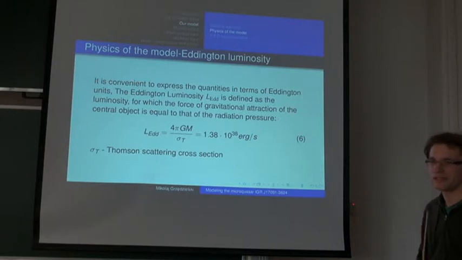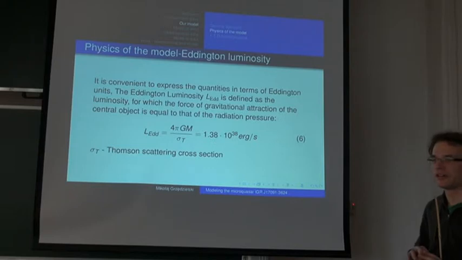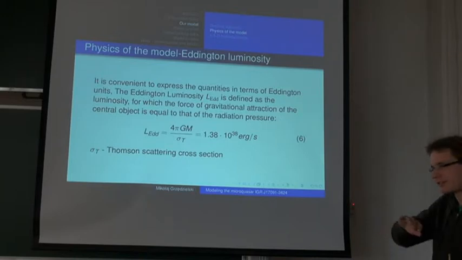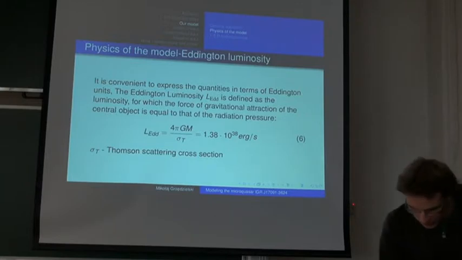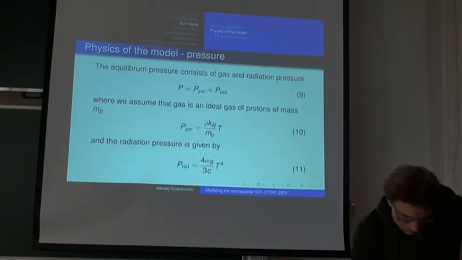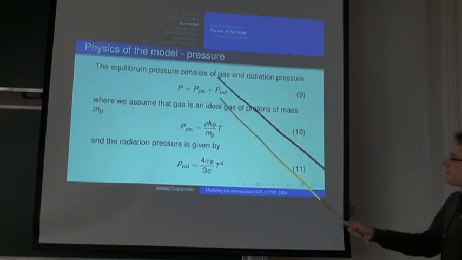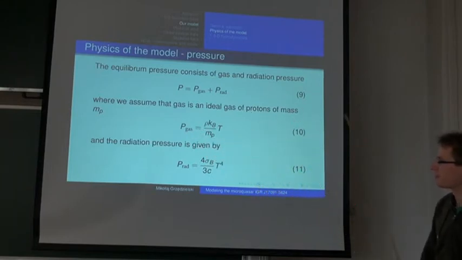Pressure, but we have denser matter closer to the black hole, more rarefied matter in farther regions, and it is a gradient of pressure. The pressure is proportional to the... there are two terms, the gas pressure and radiation pressure. Gas pressure is an ideal gas model.